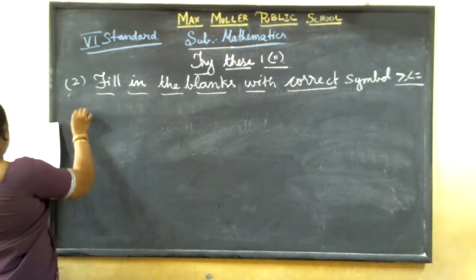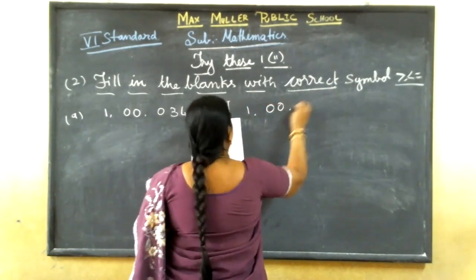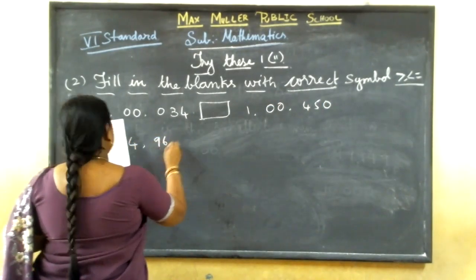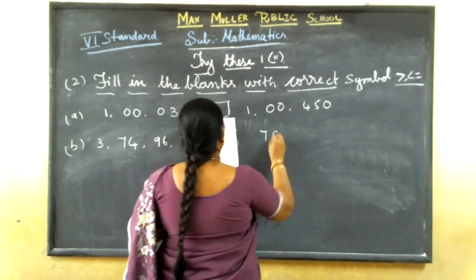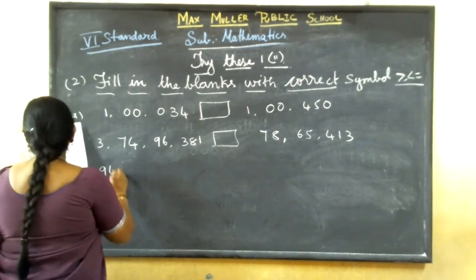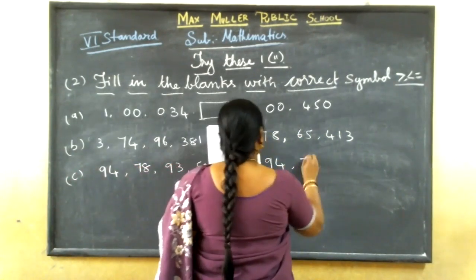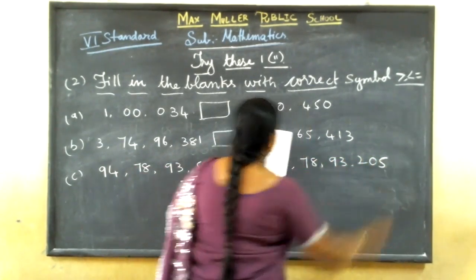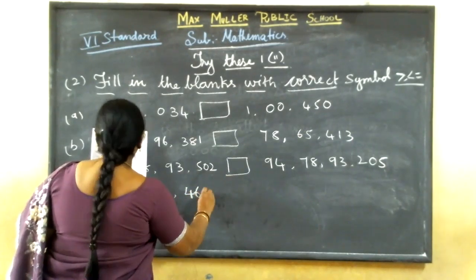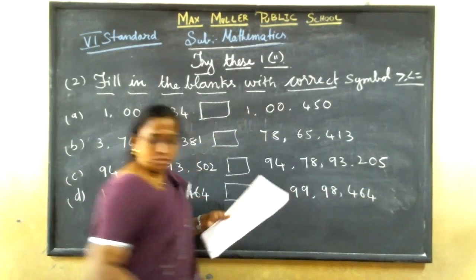Here, A question: 100034. Second, B question: 37496381. Next: 94789 3502, and here 9478 93205. Last one: 19998464, and 19998464. Okay, this is the question.